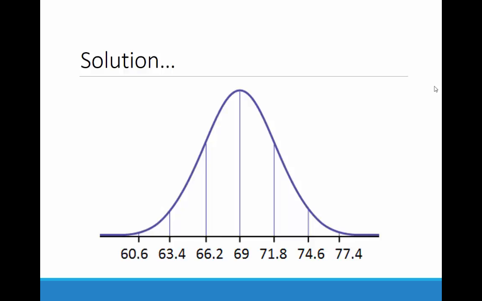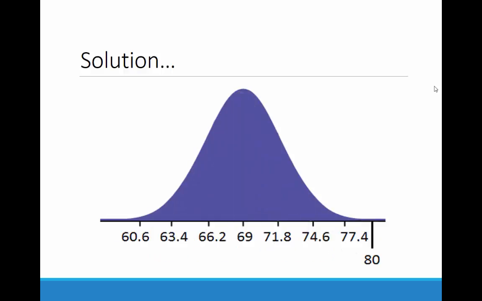We then want to shade in what part of the normal distribution we're actually interested in. Since we're interested in finding the percentage of men less than 80 inches tall, i.e. those that can fit under a standard doorway, we can see that we're interested in almost the entire normal distribution.